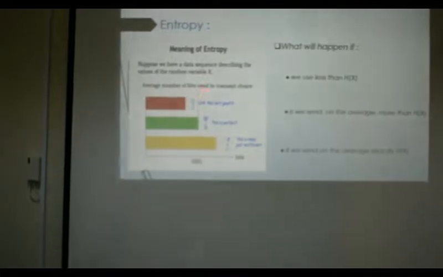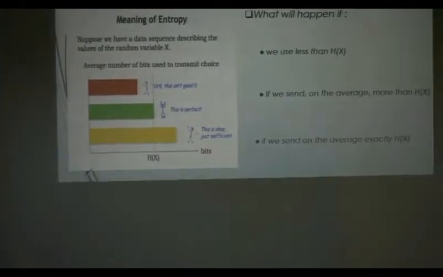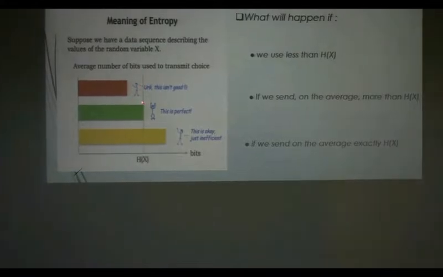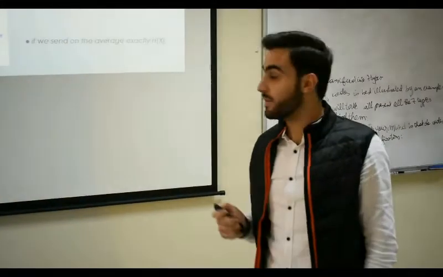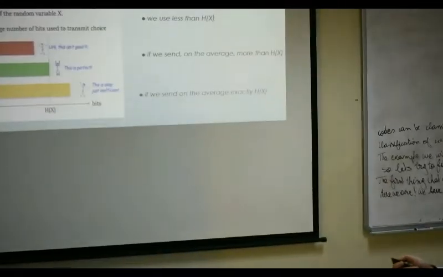We have now this illustration that represents the average number of bits used to transmit a choice as a function of bits. What will happen if we use less than H(x)? If we use less than H(x), we will have an error at the receiver. And if we send on average more than H(x), we will not use our resources properly. And if we send on average exactly H(x), it's perfect.